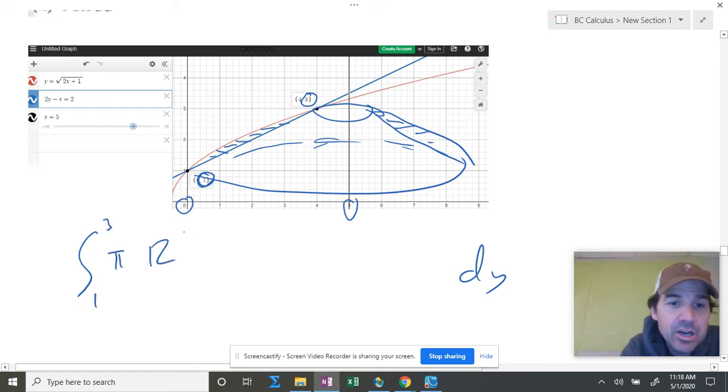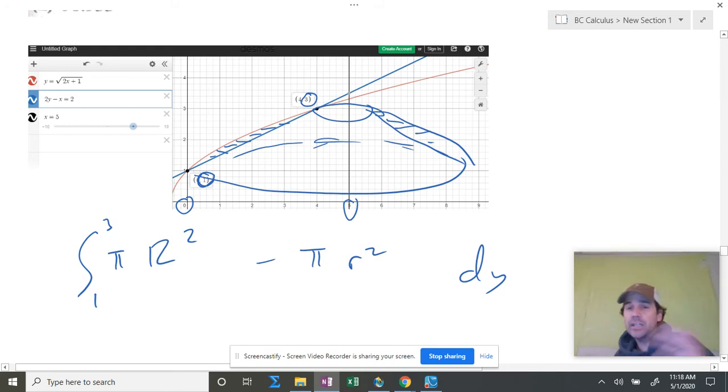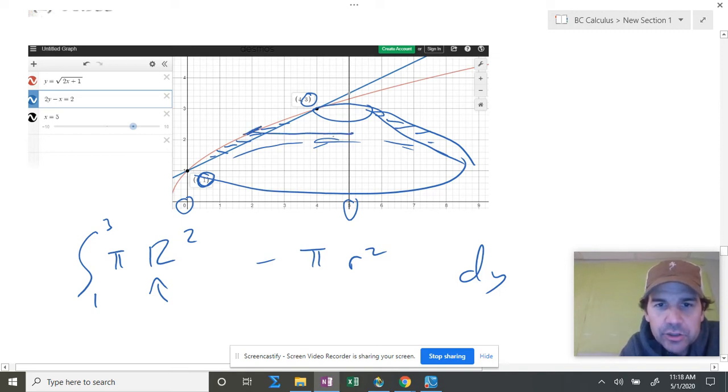Pi big R squared. Yeah, I'll just write it like this. Minus pi little r squared. So far so good. That's not that bad. All right. My big R and my little r have to be something in terms of y. So my big R, if you look at your big radius, is going to go all the way to the red function. So I need to figure out what that distance is.